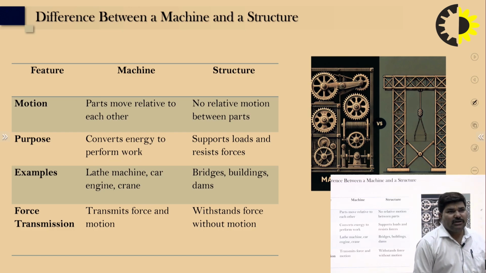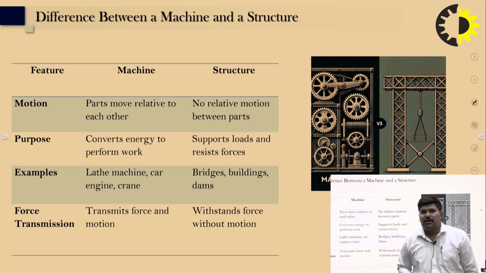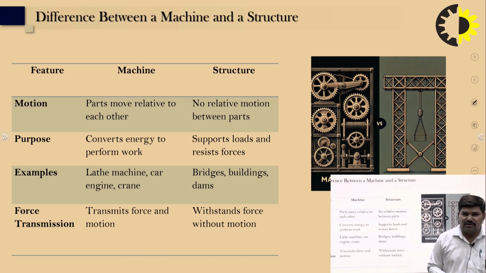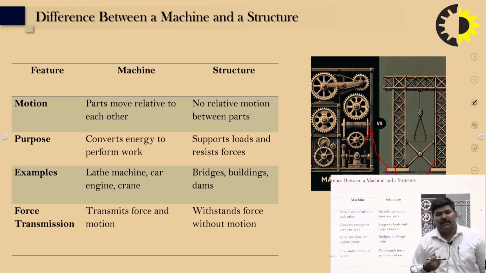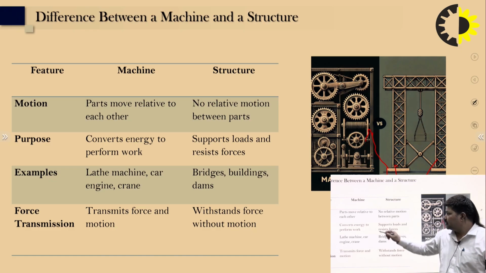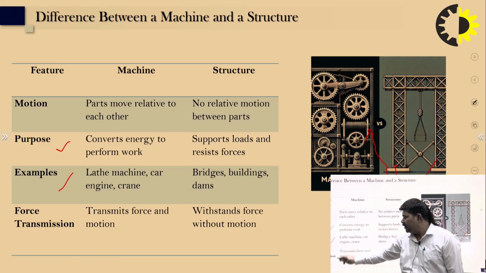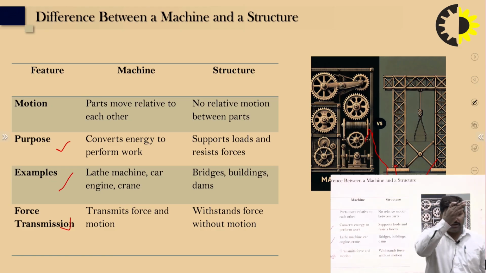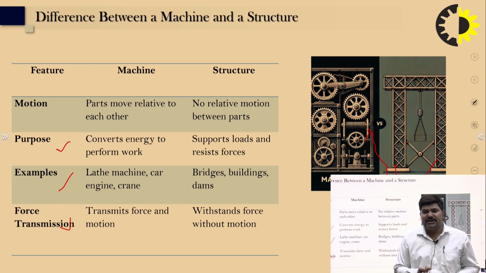Now, the difference between the machine and the structure. What is the basic difference between a machine and a structure? In the figure, this one represents a machine, and this one represents a structure. There are four main features: the motion, the purpose, the examples, and the force transmission. On the basis of these features, we can define the machine and the structure.